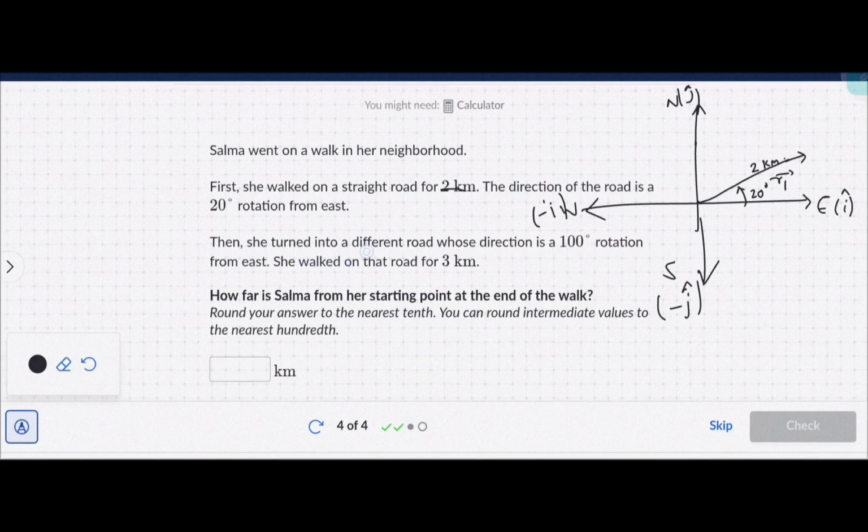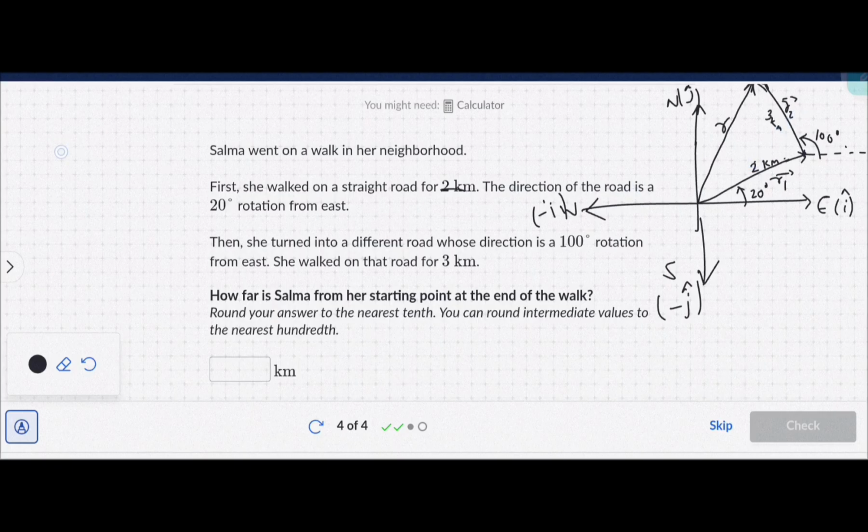Then she turned onto a different road whose direction is a 100 degree rotation from east. She walked on this road for 3 kilometers. So from this point she turned 100 degrees from east. Let's say this is the east direction, so she turned like this and walked for 3 km. This is R2, and this is 100 degrees. Now how far is she from the starting point at the end of this walk? So you have to find the magnitude of the resultant.